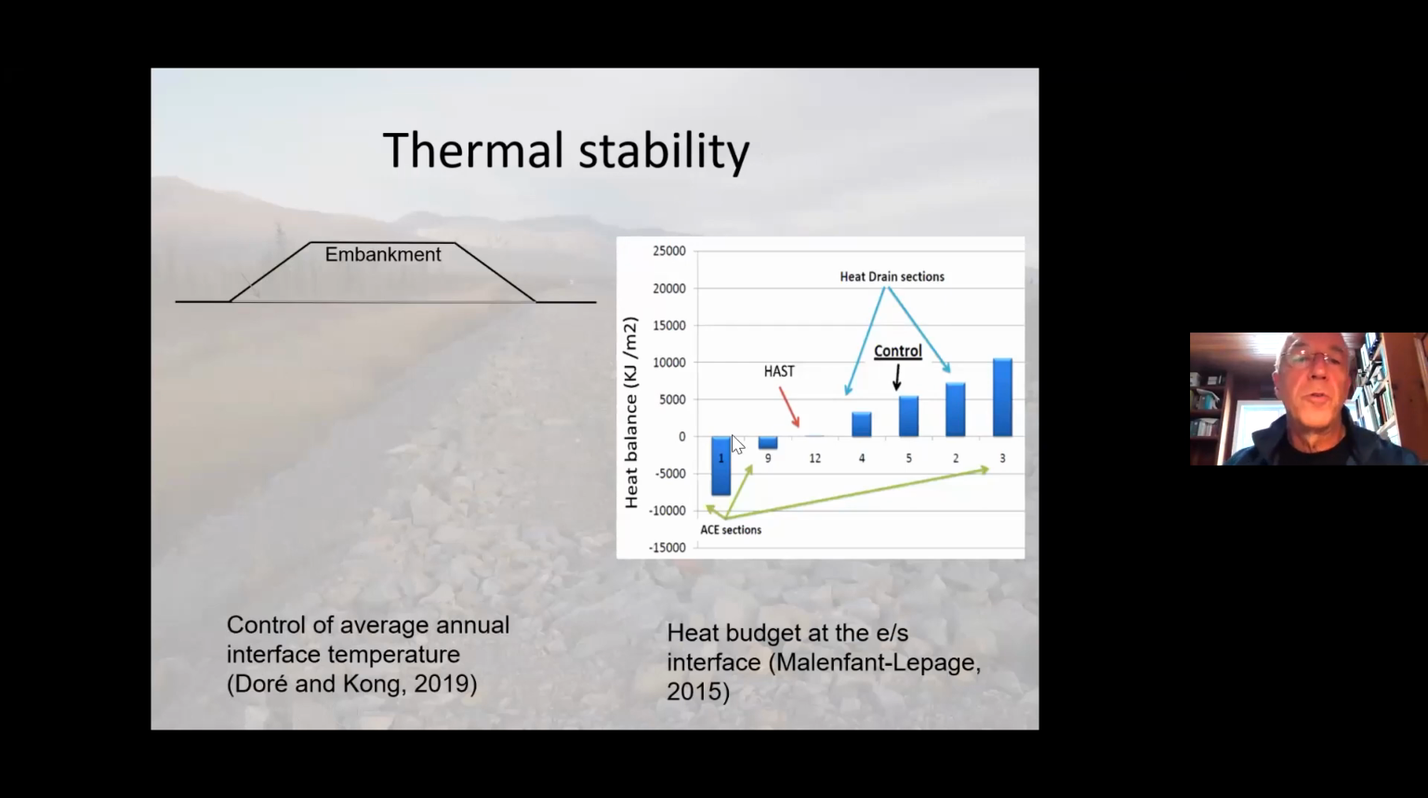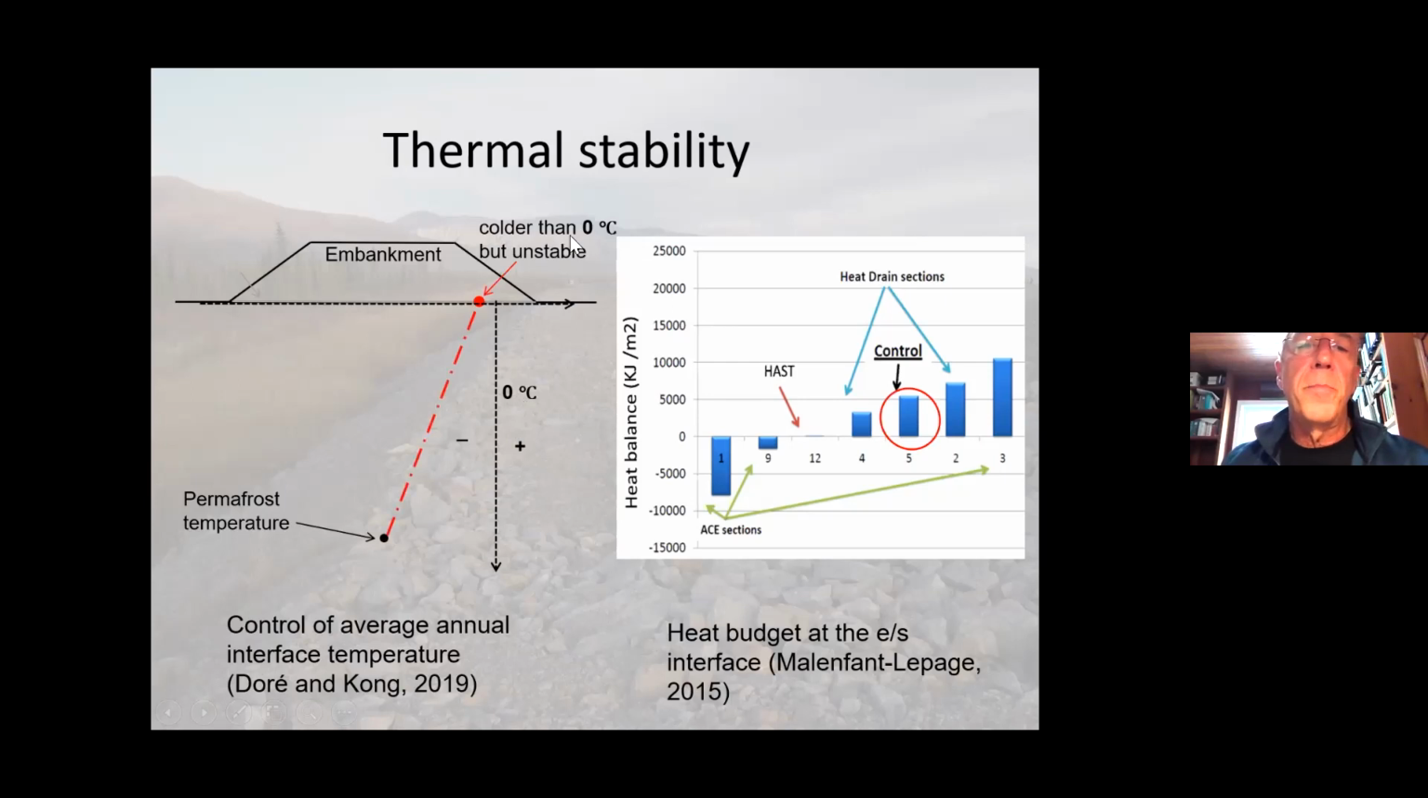Let me give you an example of the strategy based on the thermal gradient and also the heat budget. So if you look at an embankment and you superpose a temperature depth figure on top of that embankment, permafrost temperature is there, okay? If you have interface temperature that's colder than 0, you might think, well, you probably raise the permafrost level near to the embankment interface and you probably have some stability, but the permafrost is going to degrade, because if you have a positive gradient here, that means there's more heat going out of the system than there's heat going in.